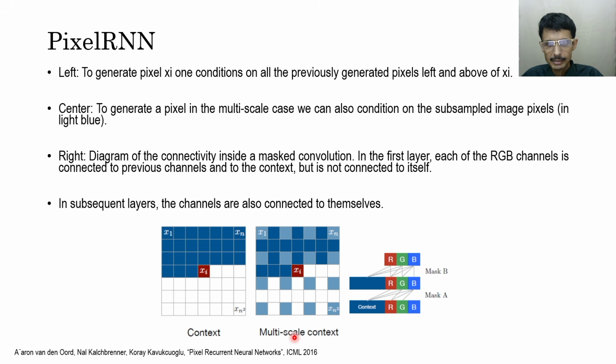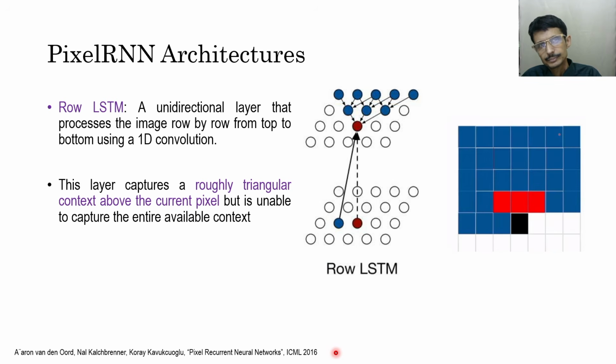That is where the multiple contexts come in. Now, how does it actually work? This is the Row LSTM. It is a unidirectional layer that processes the image row by row from top to bottom using 1D convolution. The layer captures a roughly triangular context above the current pixel, but is unable to capture the entire available context. That is Row LSTM.